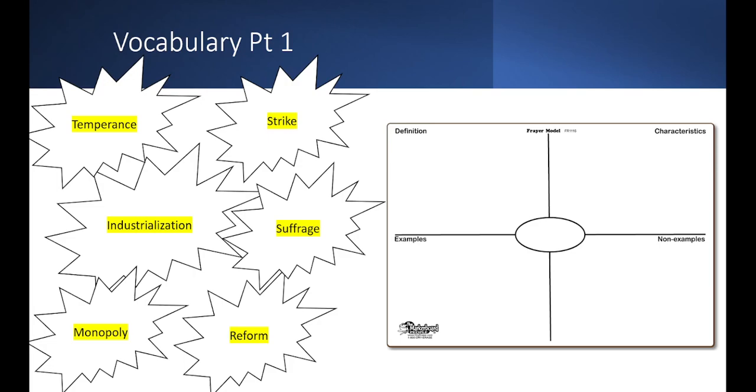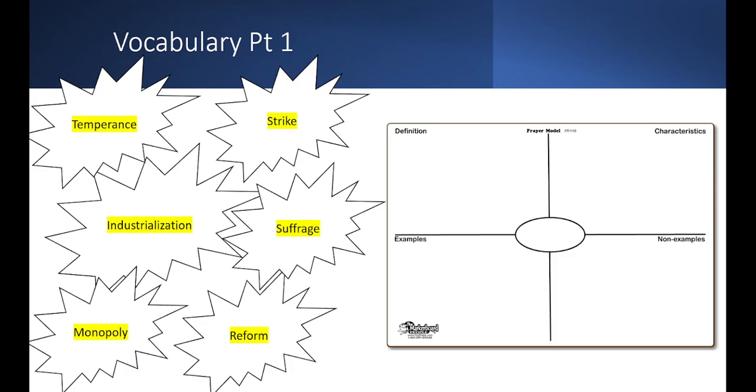For the vocabulary, some examples of vocabulary words, we had temperance, strike, industrialization, suffrage, monopoly, and reform. But obviously, the textbook had many more options for the students to choose from in terms of vocabulary. Now, if I were going to be teaching this lesson on my own, I would have this Freyer model, and I would have the students list out all of the vocabulary words that they didn't know, maybe didn't understand, maybe that they'd never seen before, and then I would have them pick at least 3, but more if they want to, to fill out a Freyer model for.